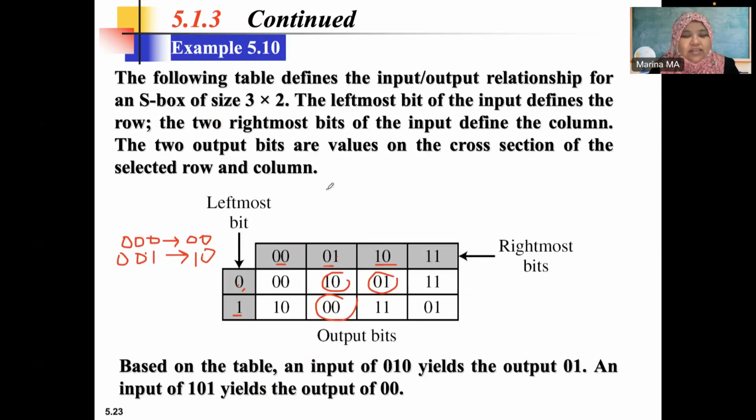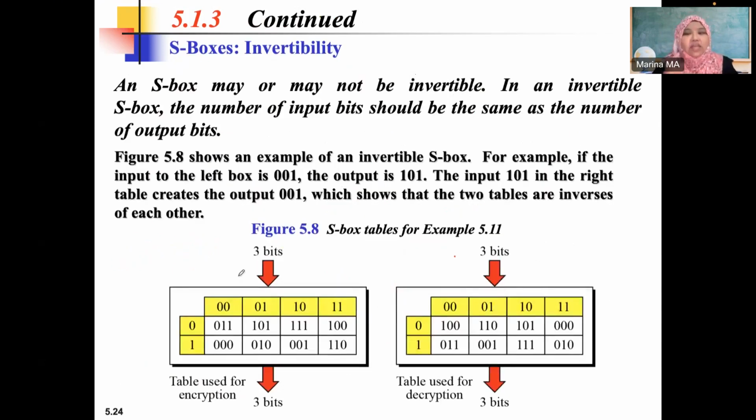Here, this is 3 input times 2 output. So a 3 by 2 S-box. So this is non-invertible. Because, okay, let's see. In an invertible S-box, keep in mind, if it can be inverted, the number of input bits should be the same as the number of output bits.